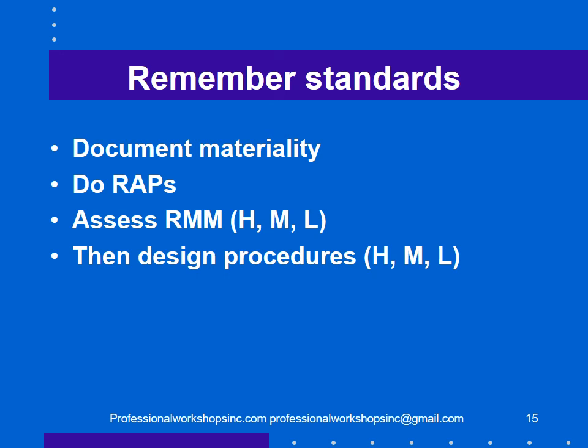So what we need to do is always remember professional standards. We document materiality. We do risk assessment procedures and understand the client's system of internal control, which will really help us understand where mistakes could occur. We will then assess risk of material misstatement, high, moderate, or low. And then we will design procedures to give us a high, moderate, or low level of assurance, not necessarily doing large size samples, because sometimes very simple procedures can give us a high level of assurance that the number is right.